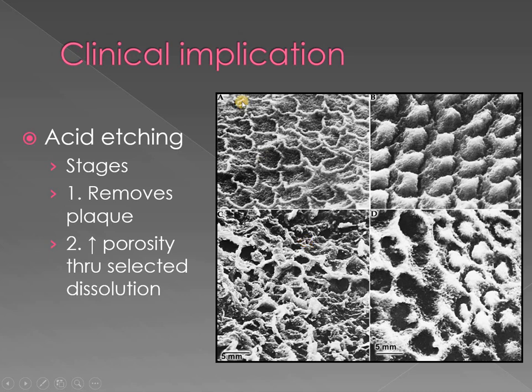So what does this provide? This provides some irregularity to the surface of the enamel. This irregular surface allows more physical surface area to be used for holding on to materials like composites and cements.